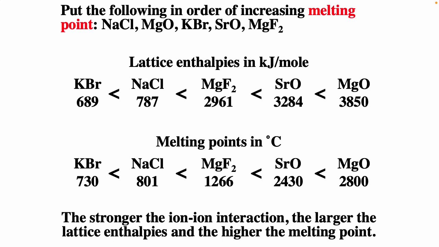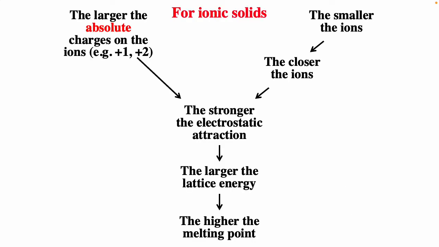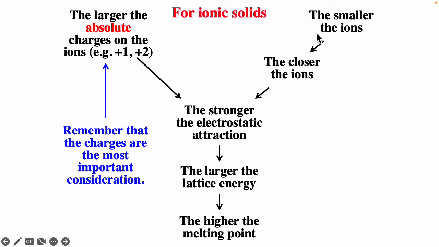And again, if we do it in terms of lattice enthalpy or in terms of melting points, it should have the same trend. And so for ionic solids, the larger the absolute charge, the stronger the electrostatic attraction, the larger the lattice enthalpy, the higher the melting point. Now, if you have the same absolute charges, the smaller the ions, the closer the ions, the stronger the electrostatic attraction, the larger the lattice enthalpy, the higher the melting point, but the charges are the most important consideration.